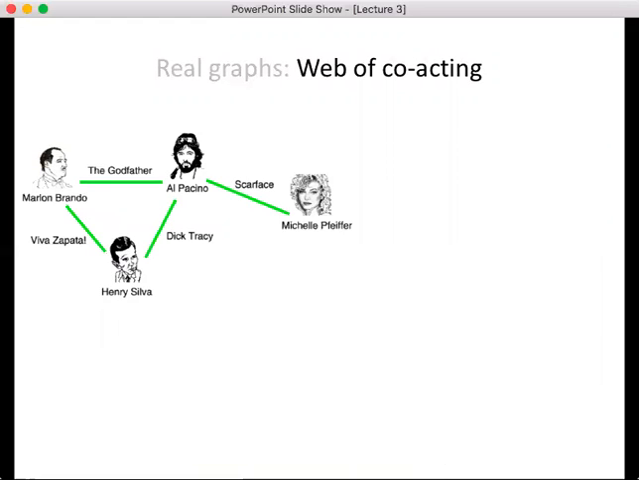And then let's think of another example of a graph. Most of you might have heard of the web of co-acting. What is the web of co-acting? Essentially, you take any actor, like Al Pacino, and you check which movies he has made with other actors, and you can build a whole web of actors. Again, people thought this should be a random network because actors co-act with other actors more or less randomly.